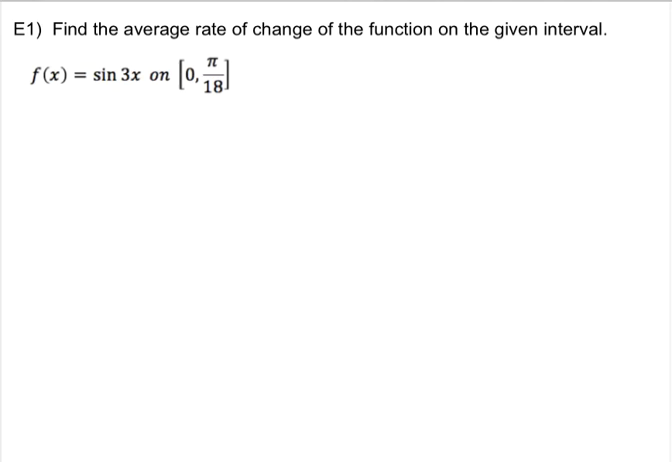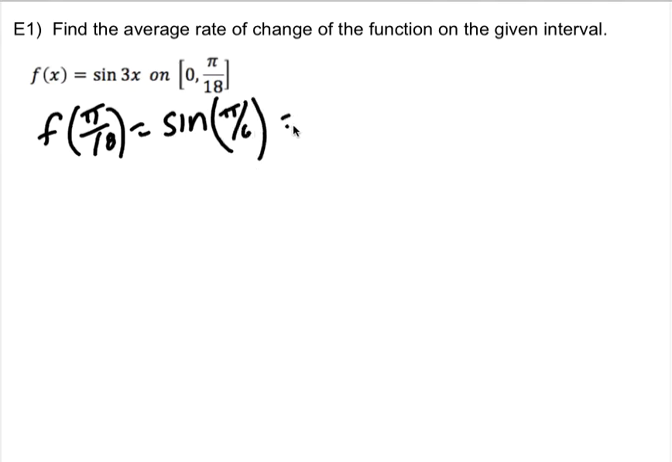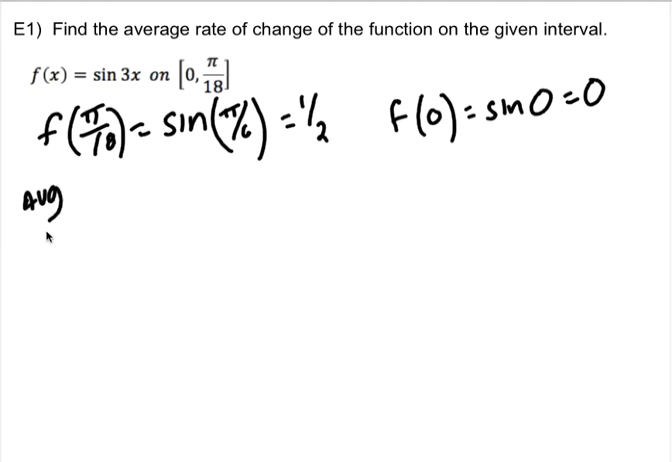All right, so let's go ahead and start with example 1. We're going to find the average rate of change of the function on the given interval. So in order to do this, I'm going to need to find f of pi over 18, which is going to be the sine of 3 pi over 18, which is the same as pi over 6, which, because we know our unit circle, we know is 1/2, right? I'm also going to need to find f of 0, but that's just the sine of 0, which is totally 0, right?